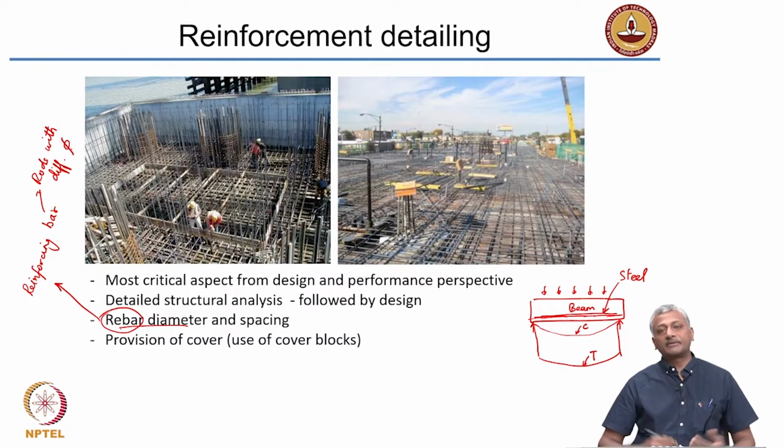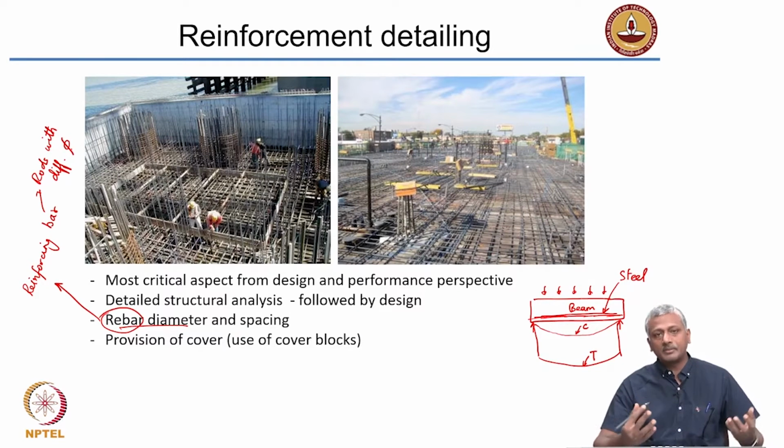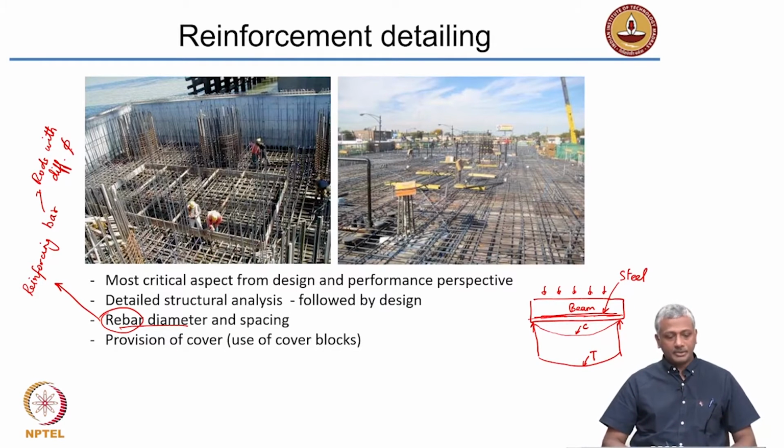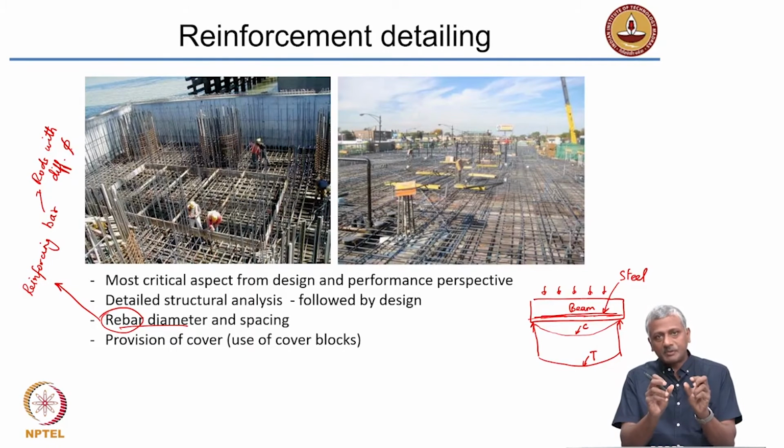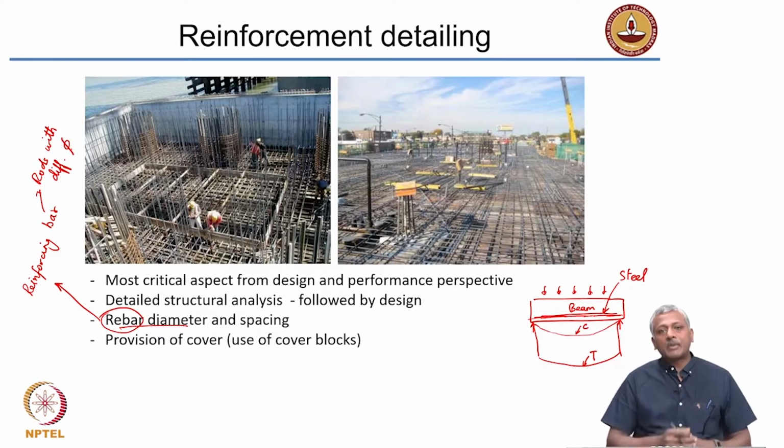Depending upon the capacity required, you may choose a larger diameter or a smaller diameter. So you have rebar diameter and spacing. How frequently are they placed in a given cross section? What is the spacing between the rebars? That will be determined by how much tensional capacity you need to bring in the cross section.